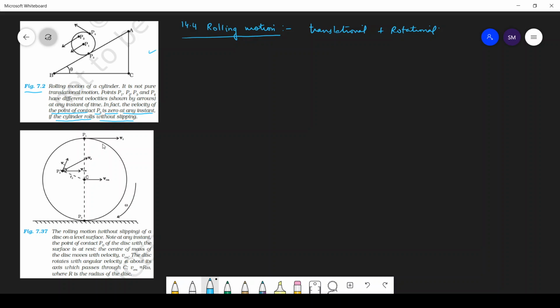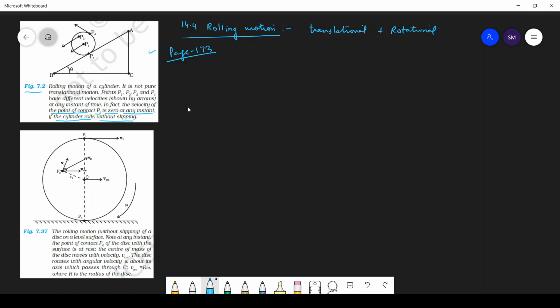Open your NCERT book, students. It's page 173. We'll read from the book also. One of the most common motions observed in daily life is the rolling motion. All the wheels used in transportation have rolling motion.